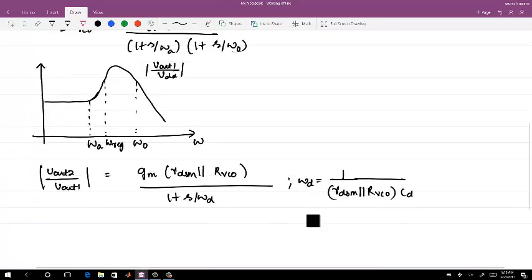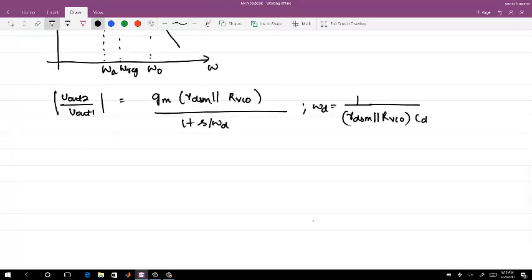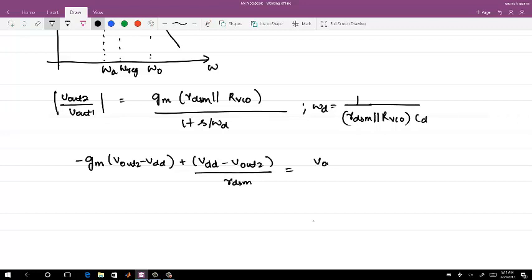Okay, so the actual will be, if I just write the equation here, minus GM times V out 1 minus VDD, plus, this is V out 2, so VDD minus V out 2 by RDSM is equal to V out 2 by, so you have actually the other part also, that's why it will be there, V out 2, so this is 1 by RVCO plus SCD. Okay.